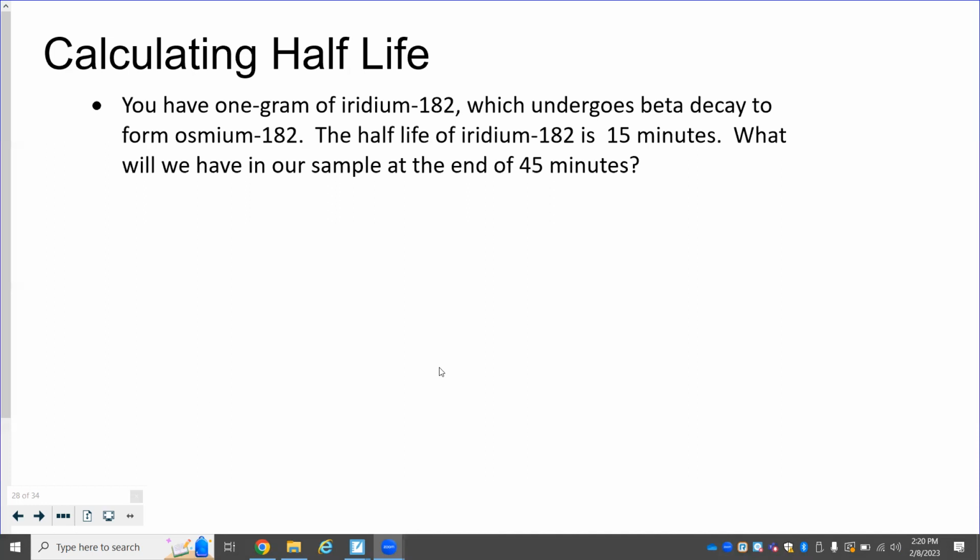So one thing you're going to have to be able to figure out is how many half-lives have passed. So we're going to do the number of half-lives, which you'll see is the variable n. The number of half-lives is equal to our total time passed divided by the half-life time.